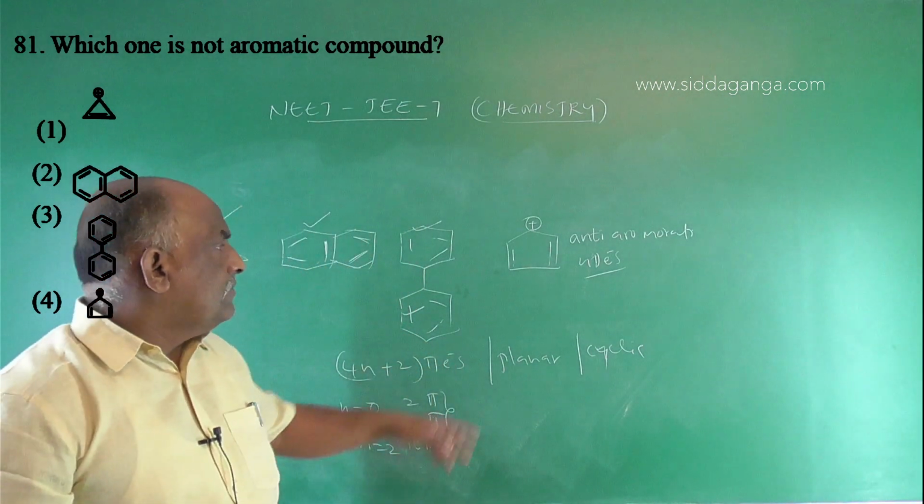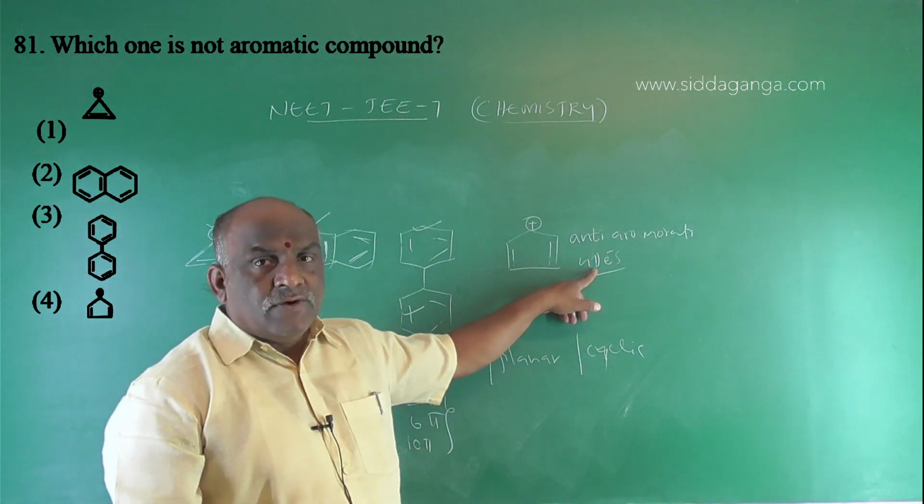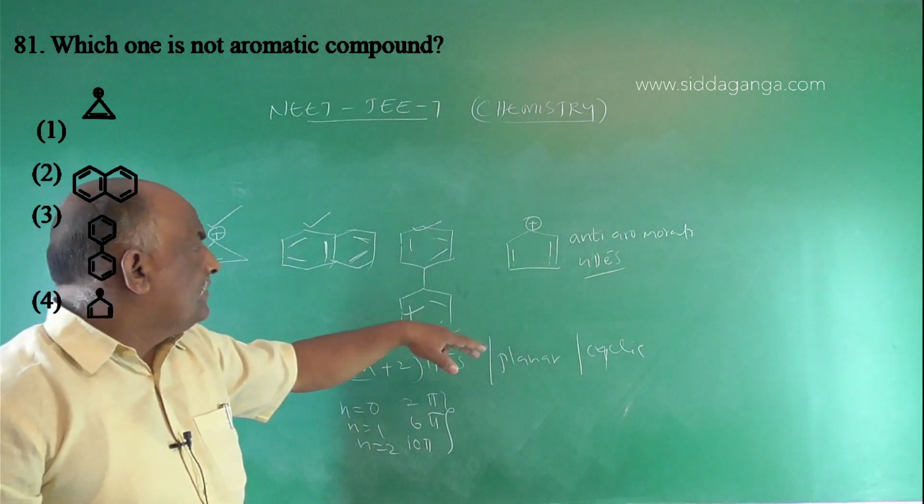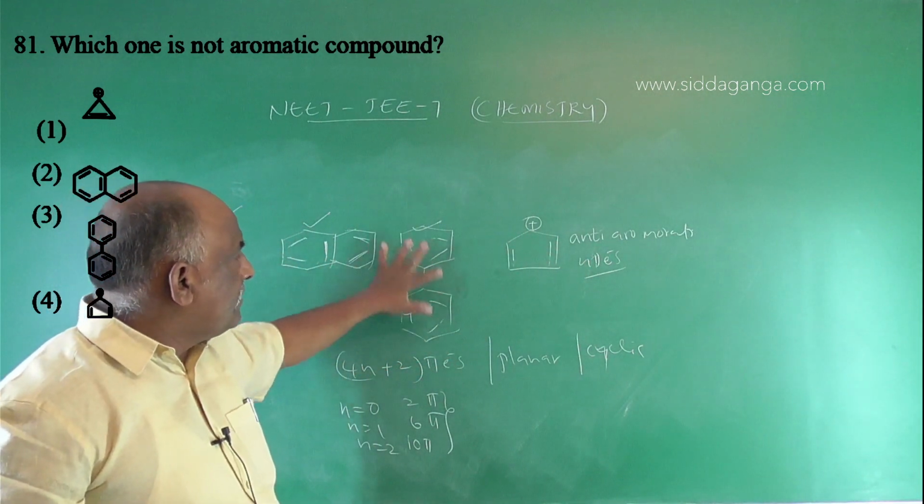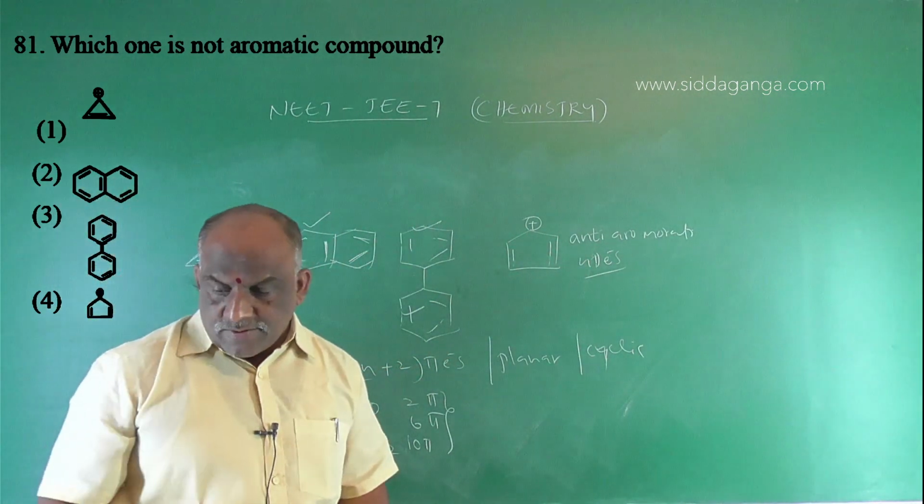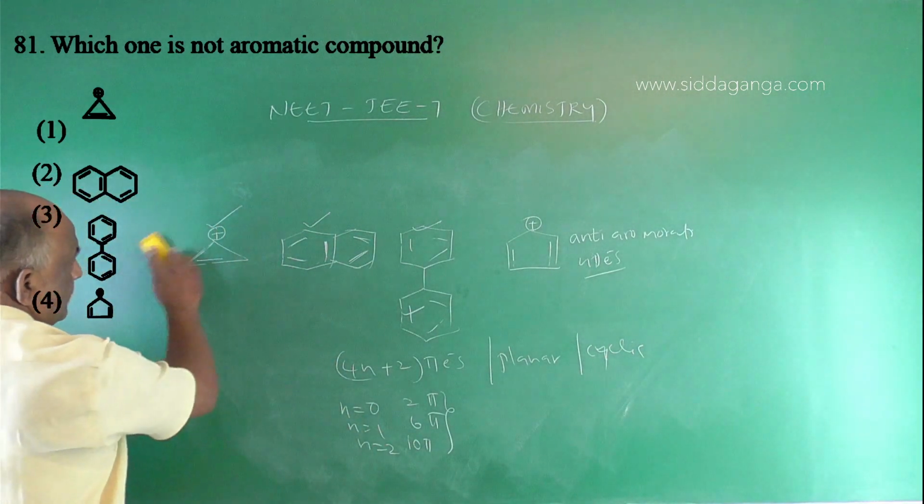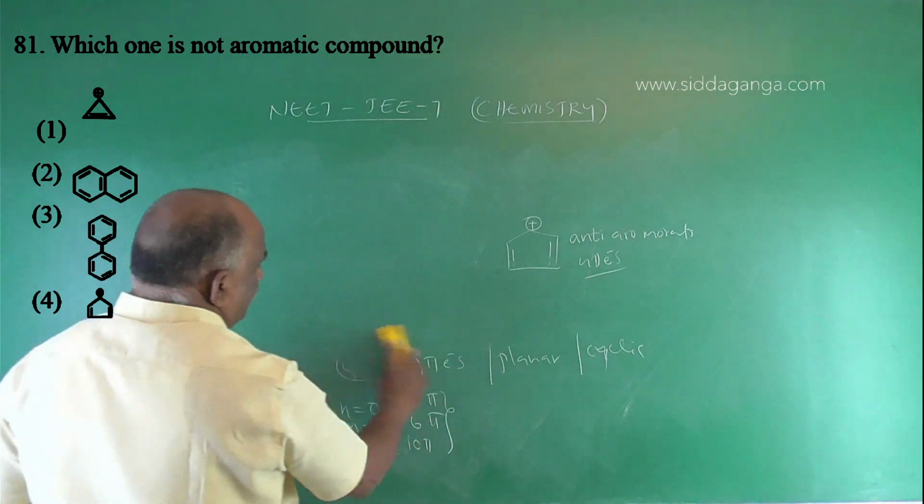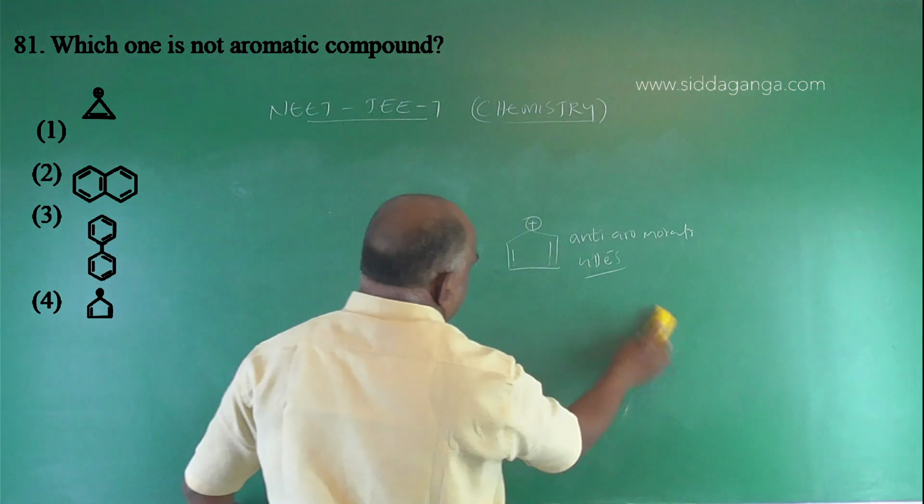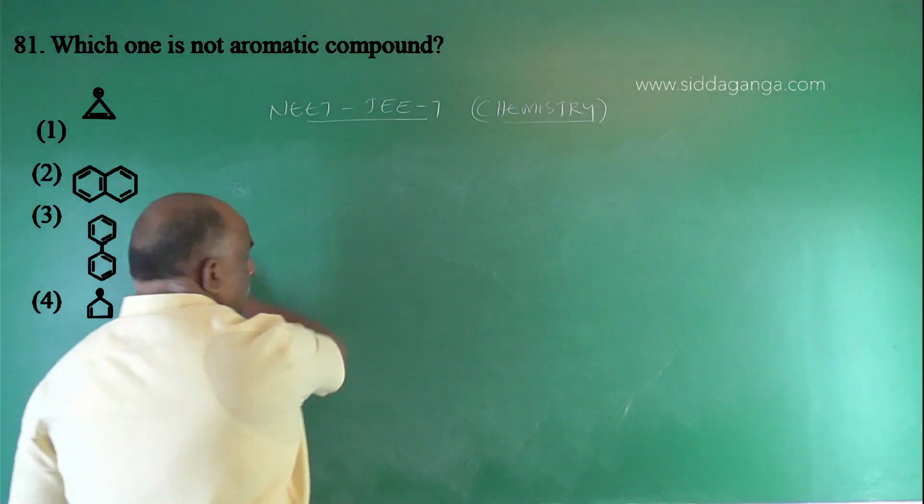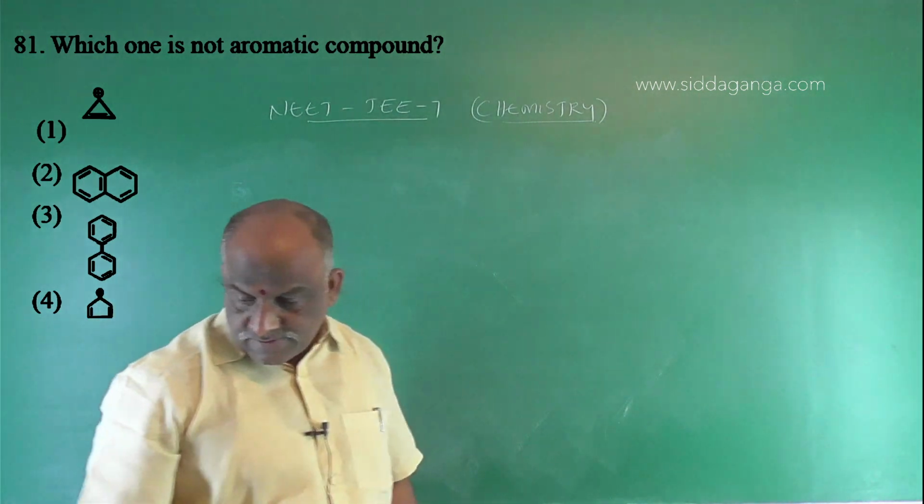Clear? Here only 14 electrons are present. Individually, this is aromatic, this is aromatic, this is aromatic. So option 4 is right for this question. Go with option 4. Option 4 is having only 4 pi electrons, and 4 pi electrons is anti-aromatic. Next.